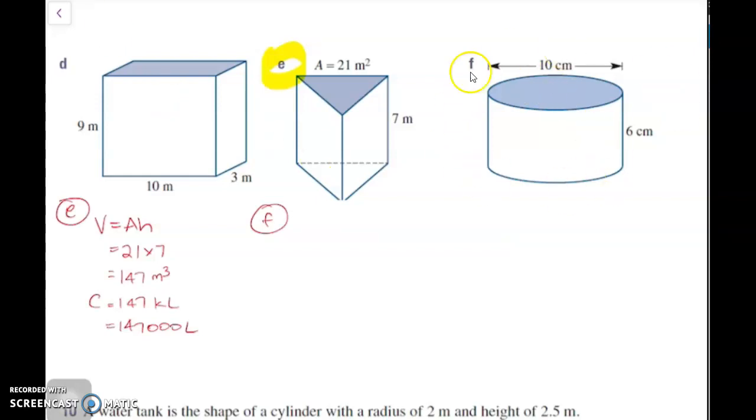For question F, we have a cylinder, whose volume formula is the same as that of a prism. So the area of the cross-section is a circle, pi r squared times h. The radius of the circle is half the diameter, which is given, which is 5 centimeters. So our formula is pi times 5 squared times h, which is 6 here. And that will give us this number of cubic centimeters. Okay, and we know that's the same number of milliliters in capacity.